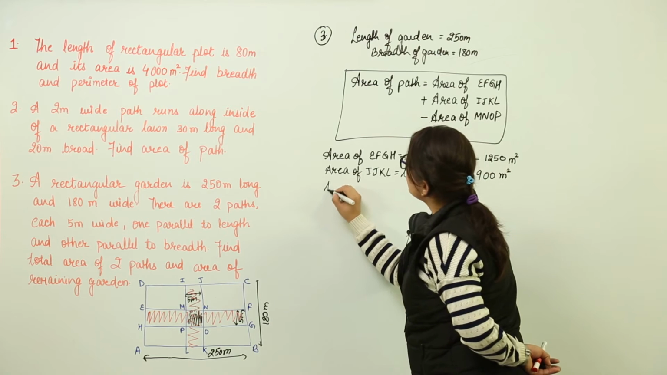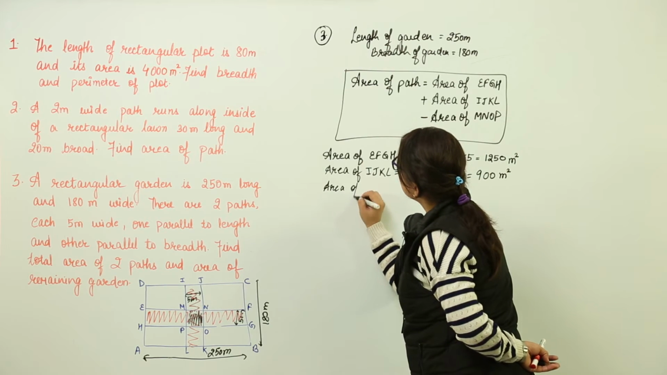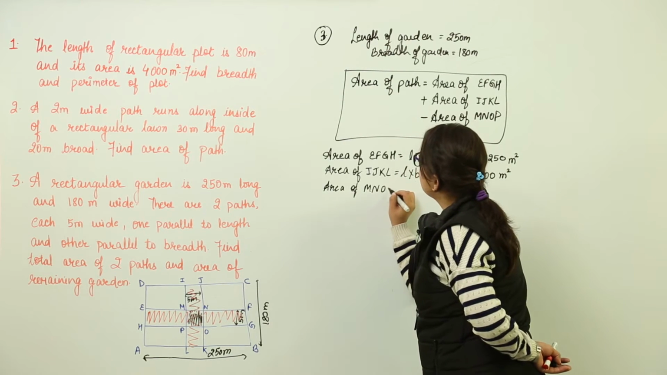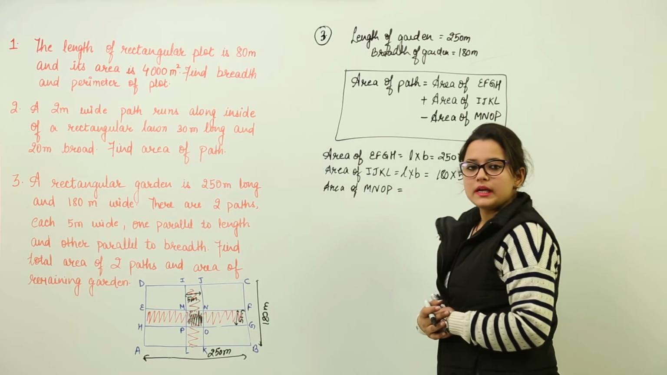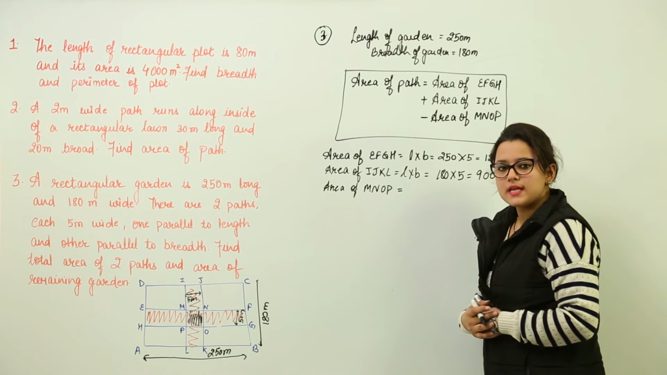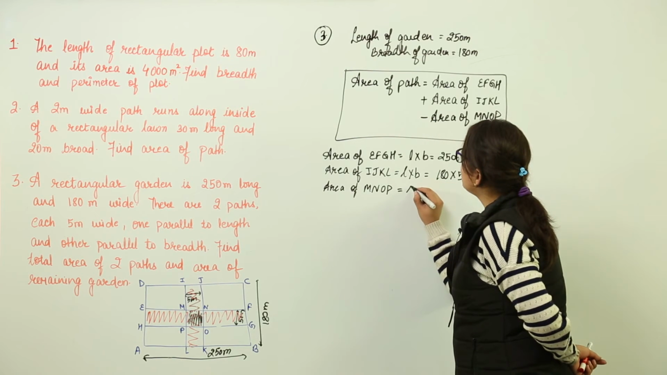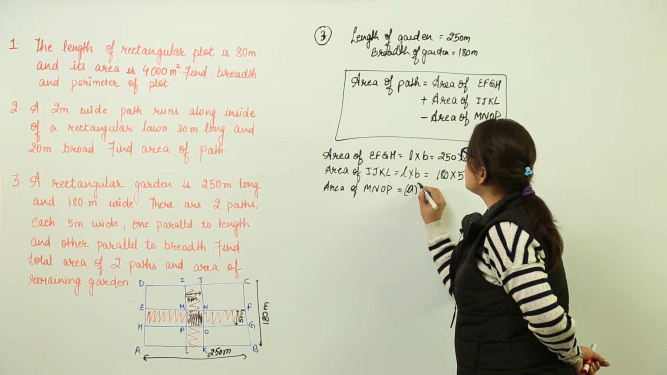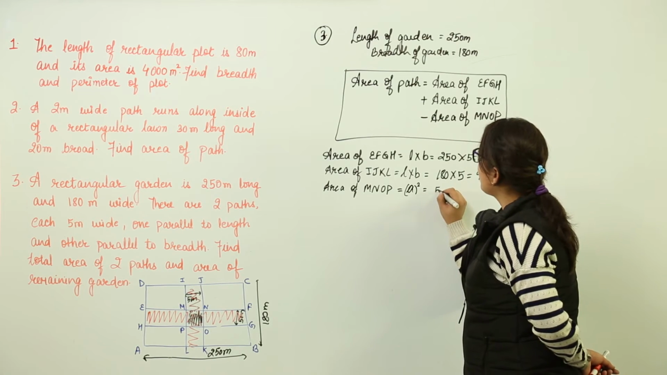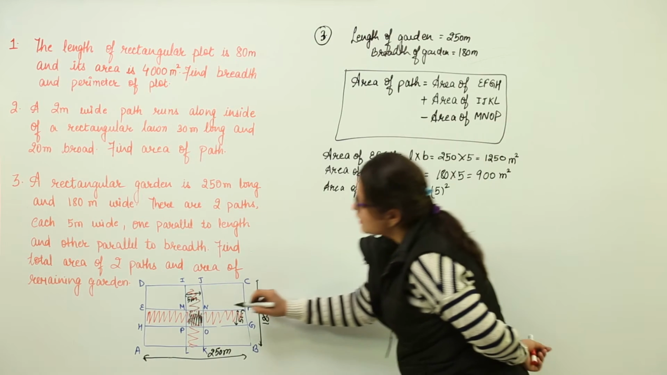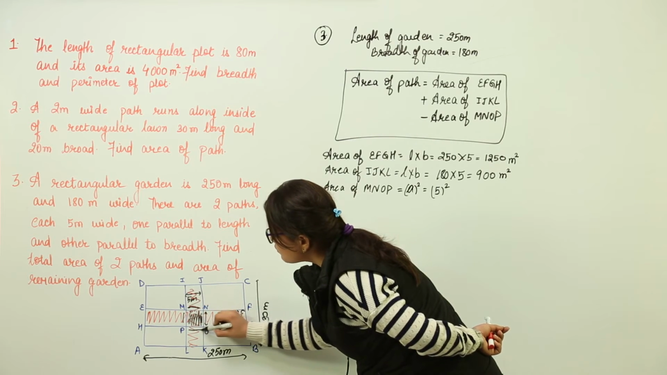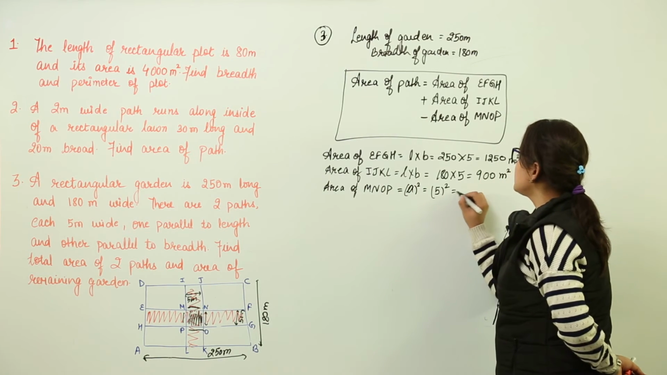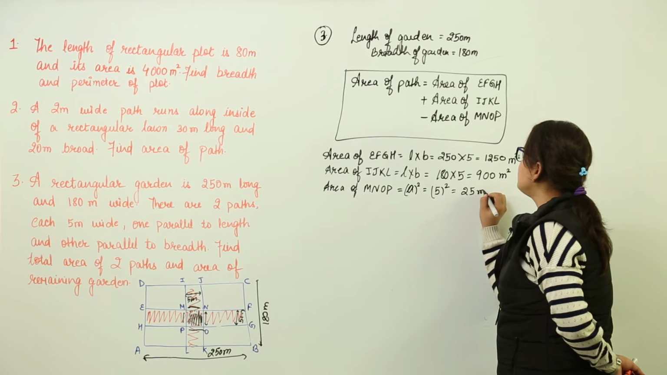Next we are supposed to find out the area of MNOP. Now we can clearly observe that MNOP is making a square and we know that area of square is equal to side into side. So we write it as 5 square, because here the square is going to have all the sides equal to 5 only. So we'll write 5 square, that will be equal to 25 meters square.